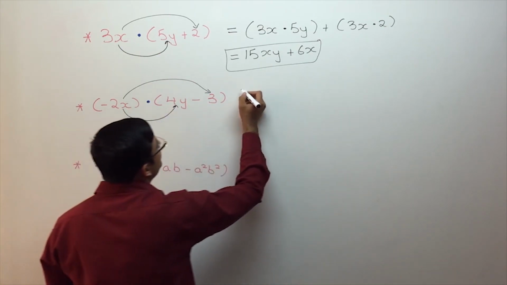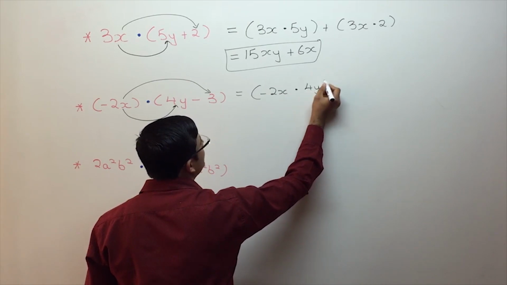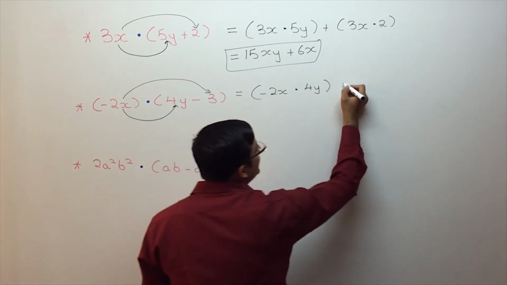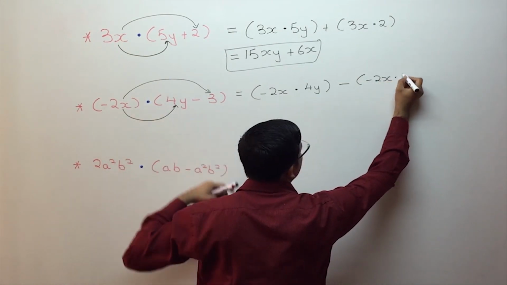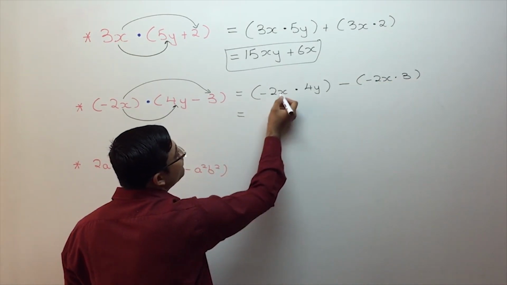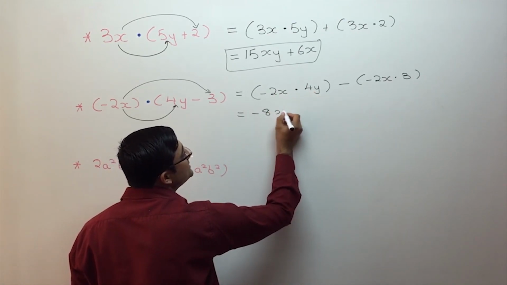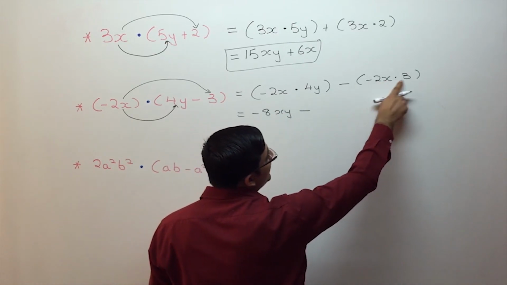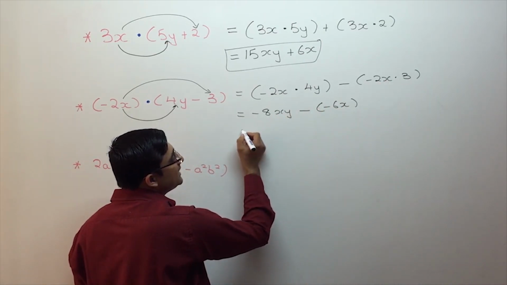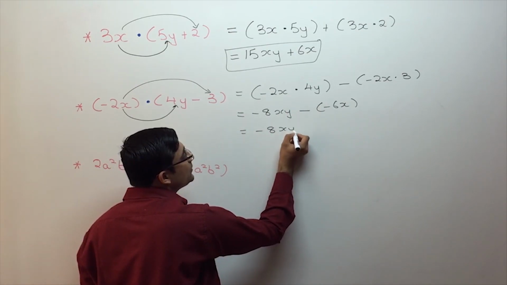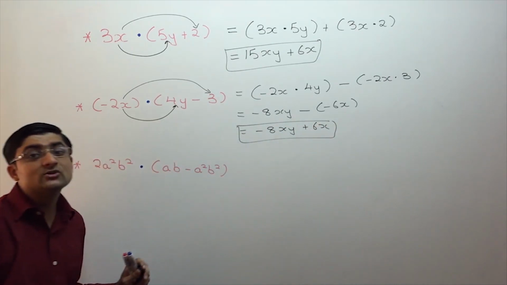So minus 2x into 4y, that is minus 2x multiplied by 4y. We have a minus sign over here, hence minus 2x multiplied by 3. So we have minus 2x into 4y, minus 2 into 4 is minus 8, x into y is xy, minus 2x into 3 is minus 6x. So we have minus into minus, that is plus. So minus 8xy plus 6x. Right? So simple distributive property.